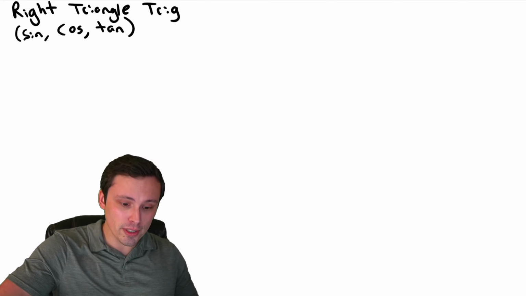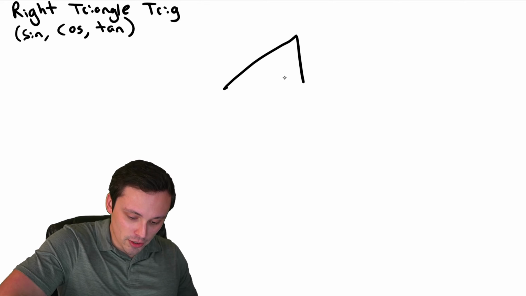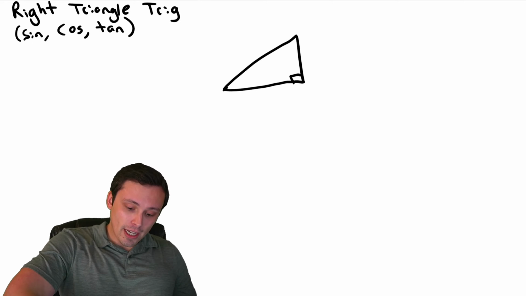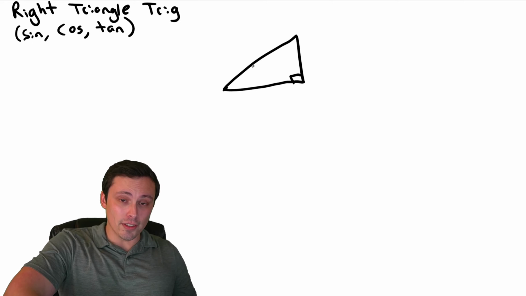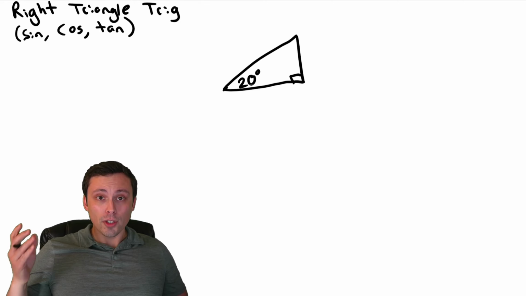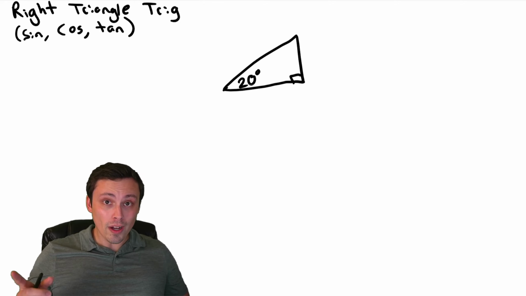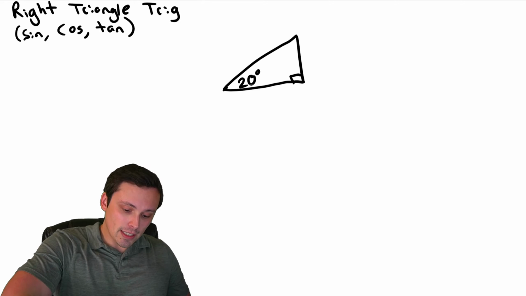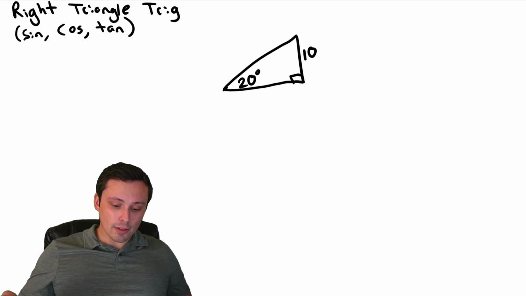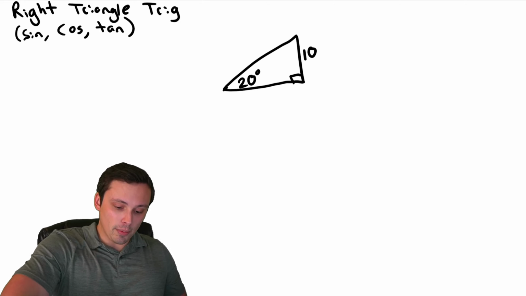So first of all, when do you use it? You have to have a right triangle. Has to be a right triangle. And you have to know at least one of the other angles, one of the acute angles. Let's just say that we know that this one is 20 degrees. Then, you also need to know at least one of the other side lengths. Let's say that we know that this side is 10 units. And then let's say that we're trying to figure out the hypotenuse, because that's the other thing.